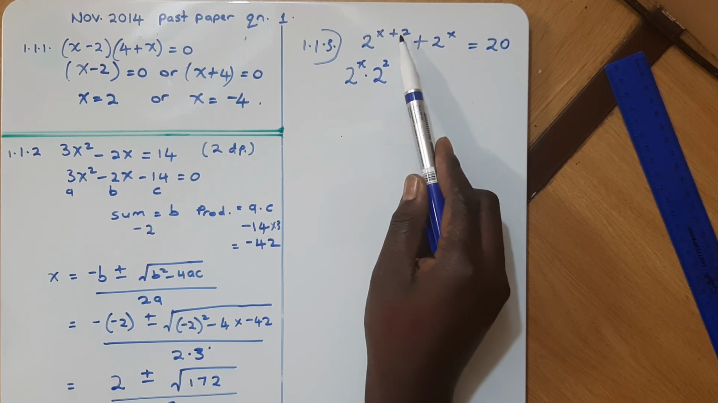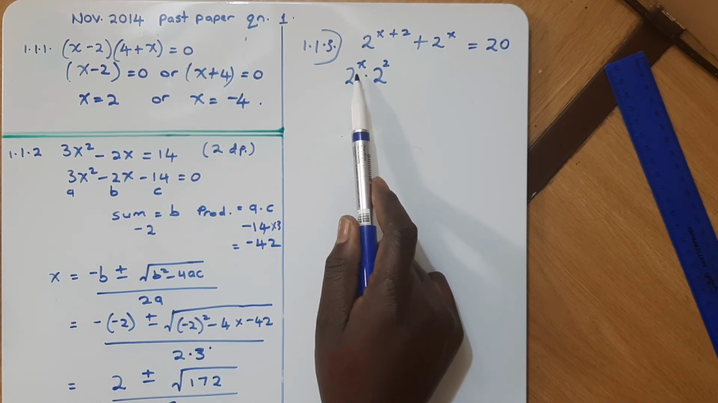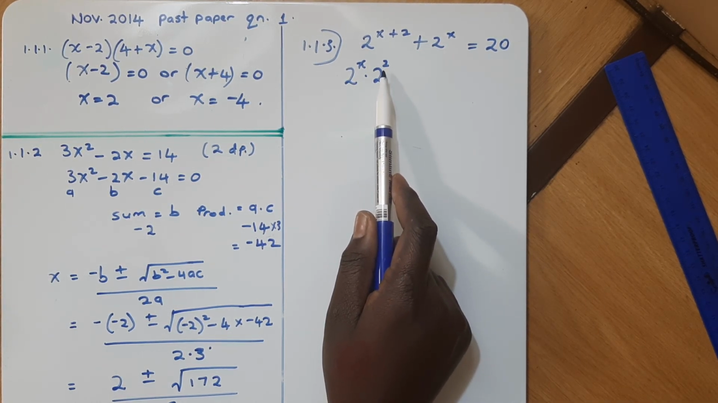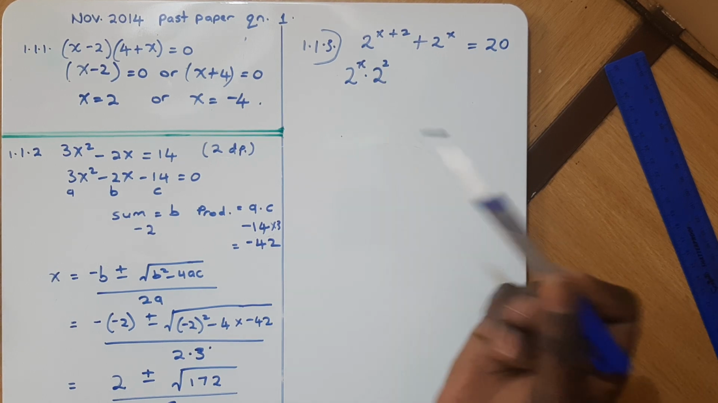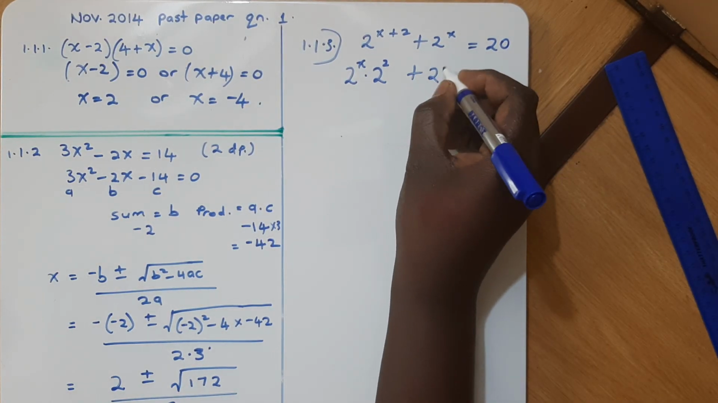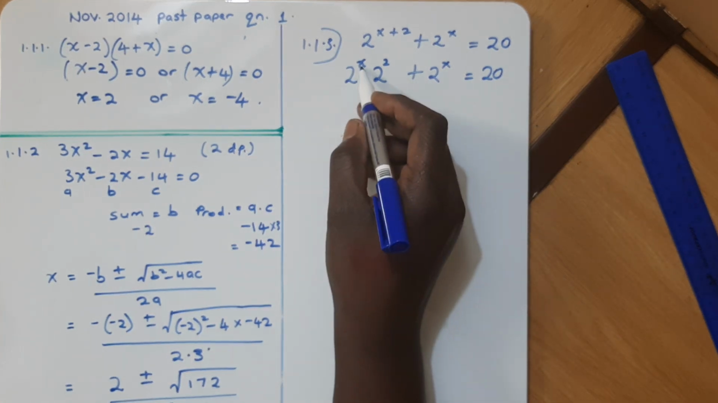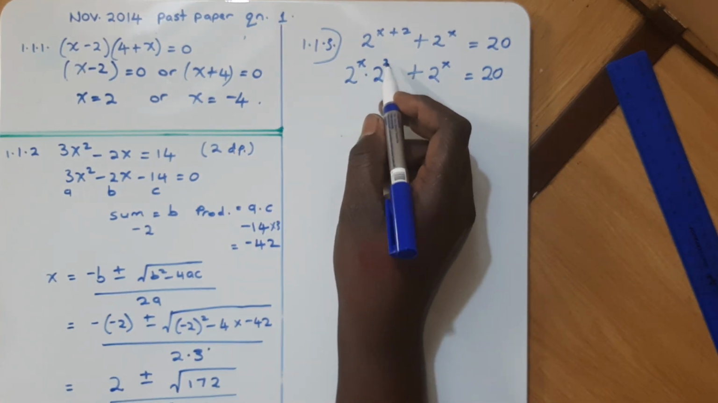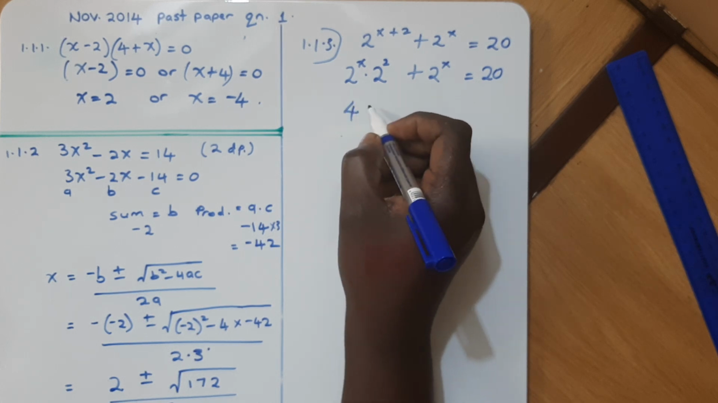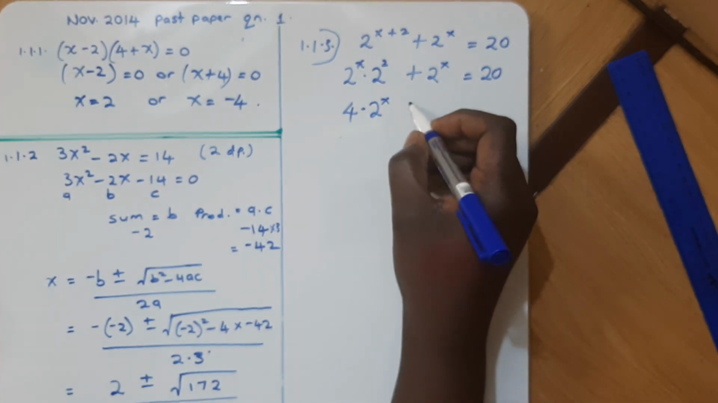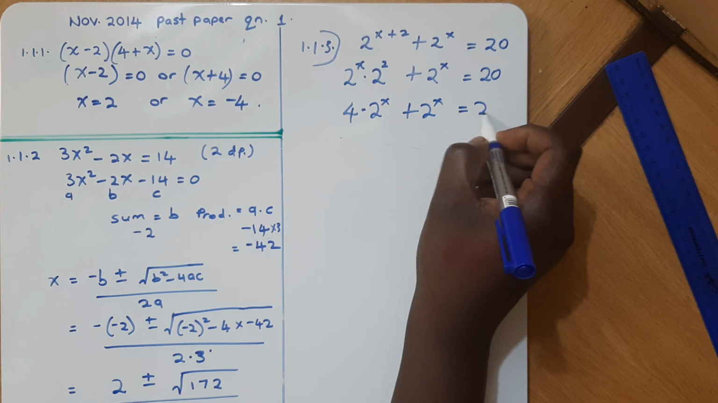2 to the power x plus 2 is the same as 2 to the power x times 2 to the power 2. Same base means you add the powers. So that's 2 to the x plus 2 equals 20. 2 to the power 2 is the same as 4, which is 4 times 2 to the power x plus 2 to the power x equals 20.